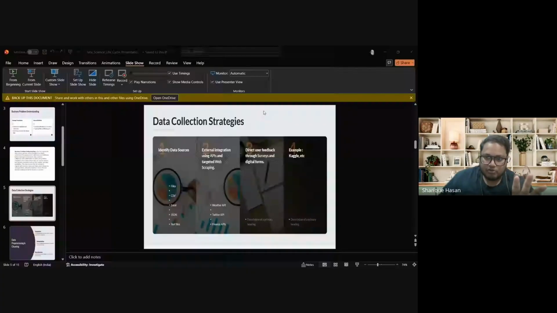As you can see, data collection is very important. Kaggle is a website where you can collect data. If you want to do any project on your own and you don't have any data set, Kaggle is the website. And I hope you understood about API also.